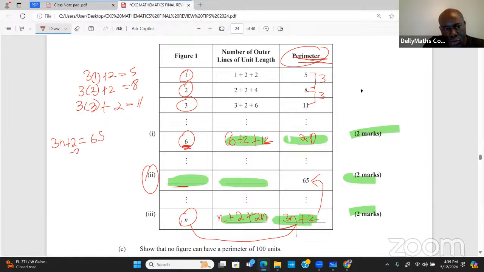So I'm going to just take 2 from both sides. I'm solving. 3n is equal to 63. Then I divide by 3. N is equal to 21. So this is suggesting that n has to be 21 in order for this to be 65. And that is what we're saying.